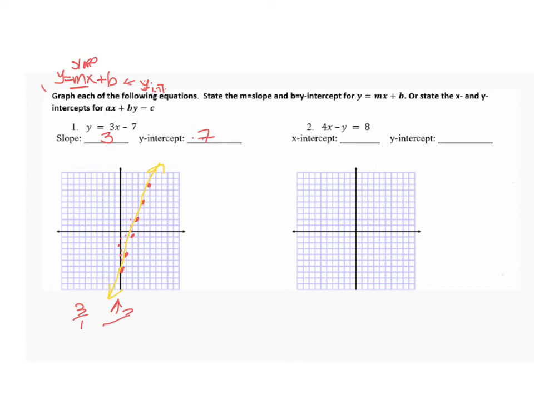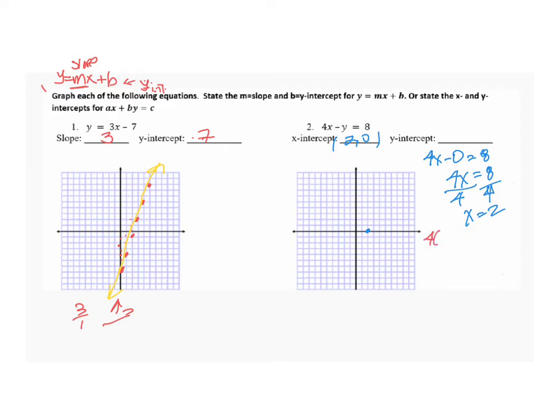Now, to find the x and y-intercepts for ax plus by equals c, we just plug in a 0 for whatever it is we're not trying to find. So let's say we're trying to find the x-intercept. We have 4x minus 0, because we're plugging in a 0 for y, equals 8, which means essentially 4x equals 8, which means x equals 2. So the x-intercept is 2, 0. Right there.